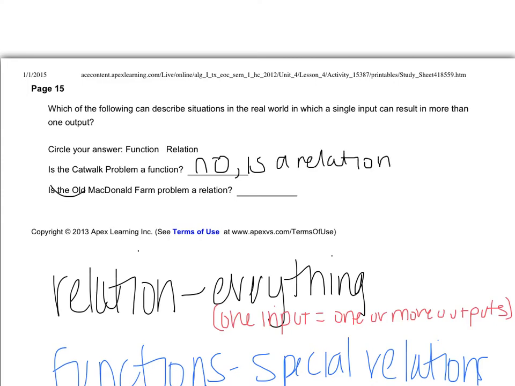We're not going to talk about the Old MacDonald problem. You don't need to know. Let's go ahead and answer this question at the top. It says, which of the following can describe situations in the real world in which a single input can result in more than one output? And the answer to that is a relation. So a single input gives more than one output. It's always going to be a relation. All right, a couple more things you need to write down.